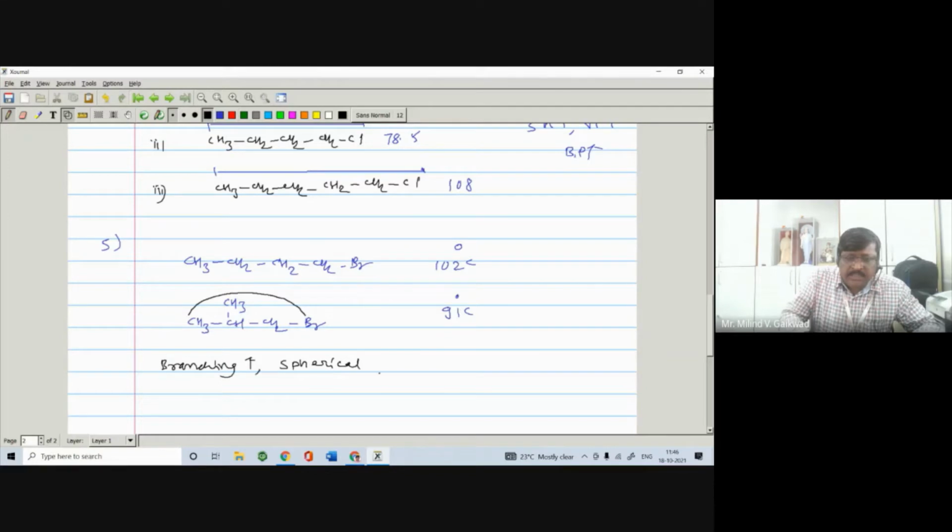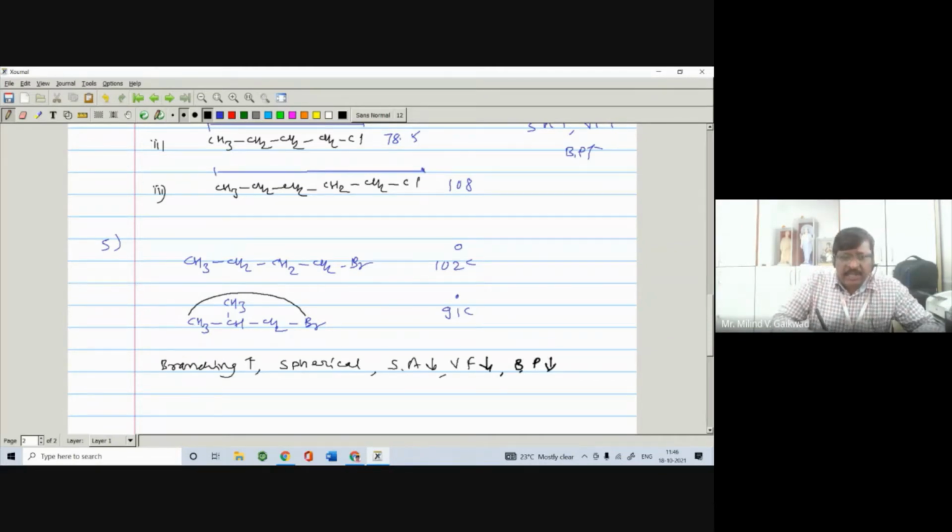The molecule becomes spherical. Then the surface area decreases. The van der Waals force of attraction also decreases. That's why the boiling point also decreases.